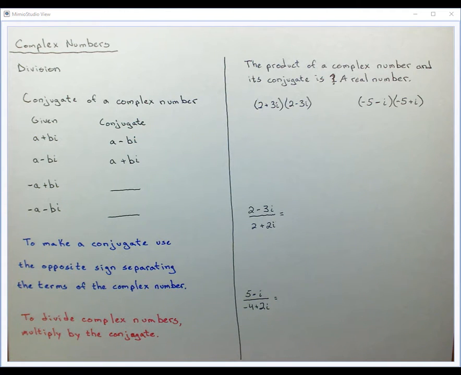But the emphasis of what I'm getting at is that division is really another form of multiplication, and it depends upon your mindset and how you look at it. We'll show that here. Our division problems turn into multiplication problems. So the first thing we're going to talk about is the conjugate of a complex number.